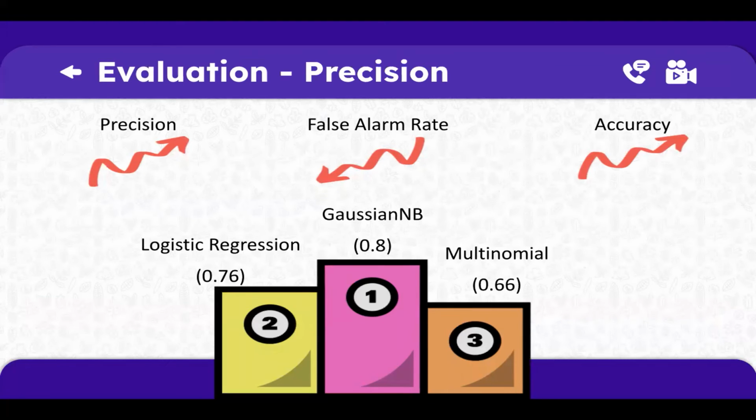Regarding precision, the higher the precision, the lower the false alarm rate and the higher the accuracy. We find that the top 3 precision rankings are Gaussian NB, which is 0.8, logistic regression model, which is 0.76, and multinomial, which is 0.66.